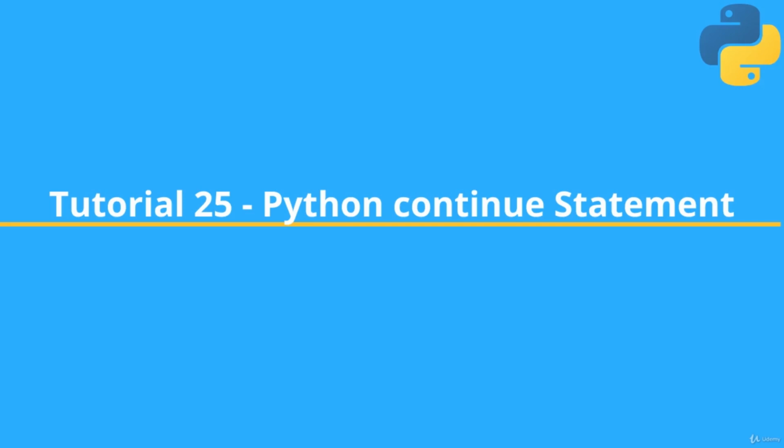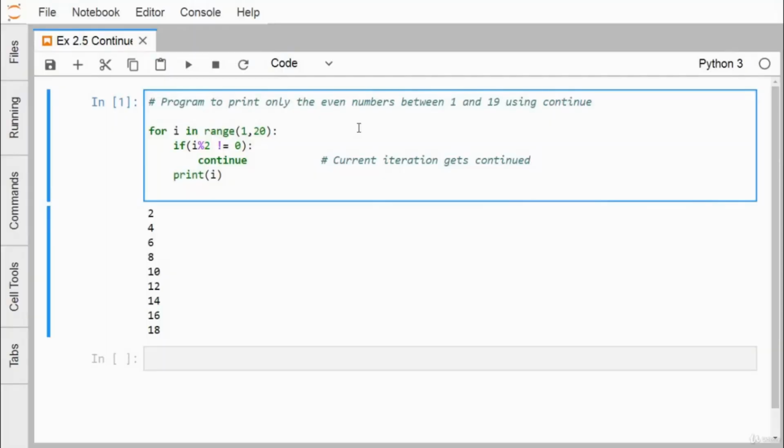Python continue statement. In this coding, we are going to explain the use of the continue statement in Python. So for I in range(1, 20), that means the I value will range from 1 to 19, because the upper limit 20 is exclusive and the lower limit 1 is inclusive here. So the value of I will range from 1 to 19.